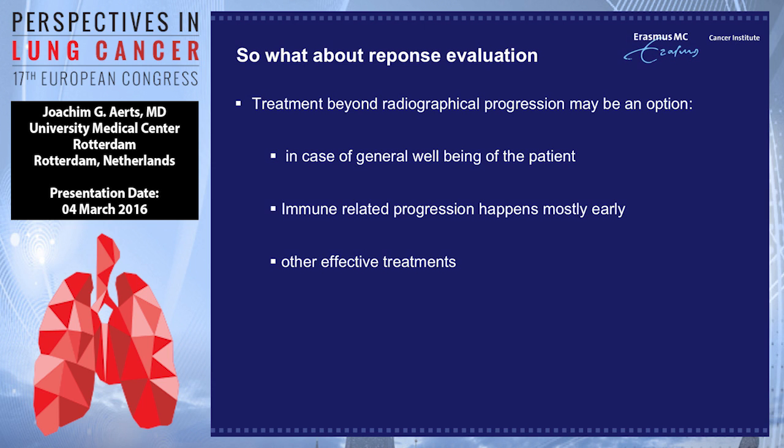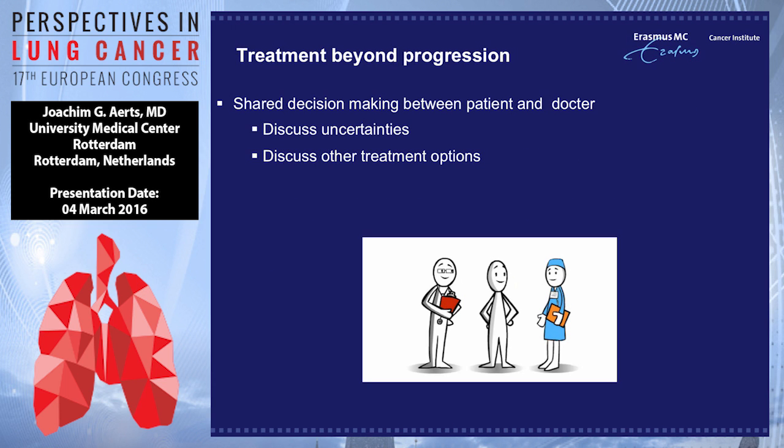And of course, you have to keep in mind, are there other effective treatments for this patient? When there is a progression of disease, what kind of treatment can this patient tolerate? And that's, of course, again the issue of shared decision-making, because you have to discuss your own uncertainties about the value of continuation of this immunotherapy with the patient, discuss the other treatment options, and then together with the patient decide which kind of treatment you are going to continue.